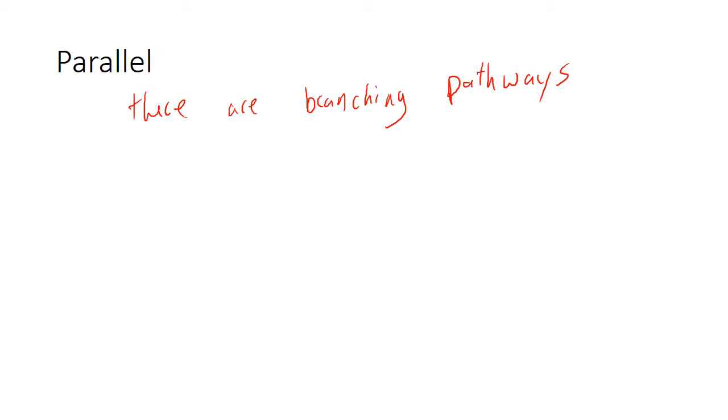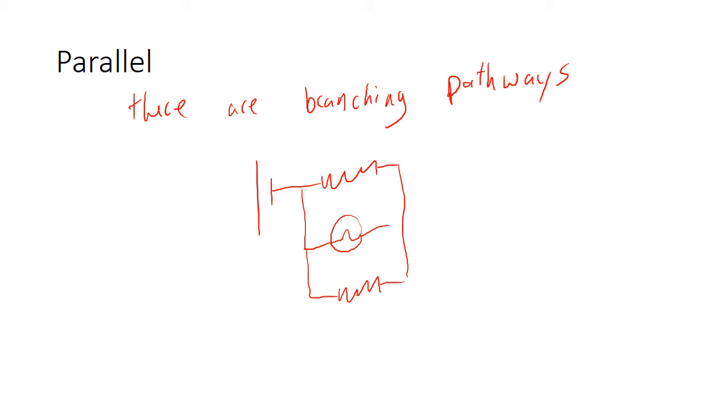So let's draw an example here. Here's a battery. Here's a resistor. Here is a light bulb. Here's another resistor. And then these all go wee, wee, wee, wee, all the way home. Okay, so here's a parallel circuit. Alright, we know it's parallel because there's branching pathways.